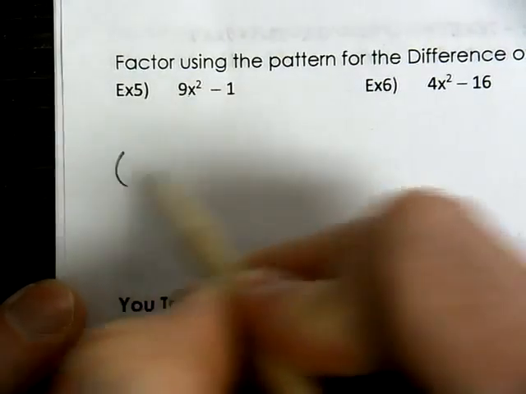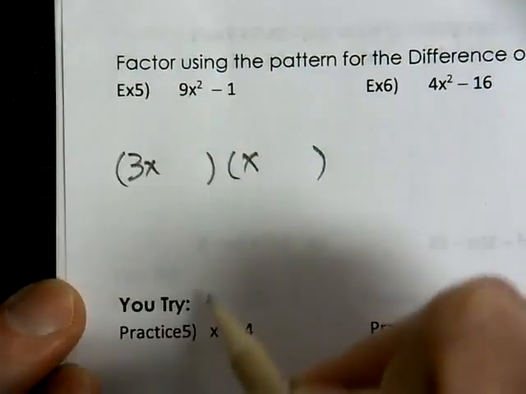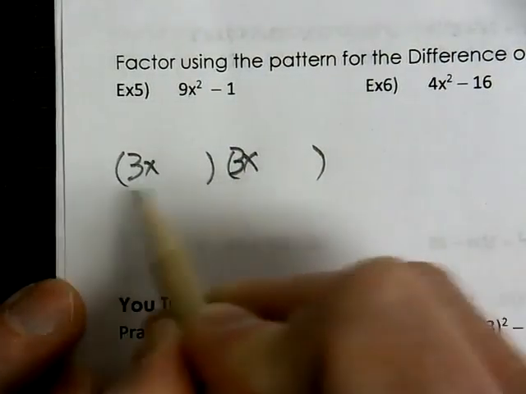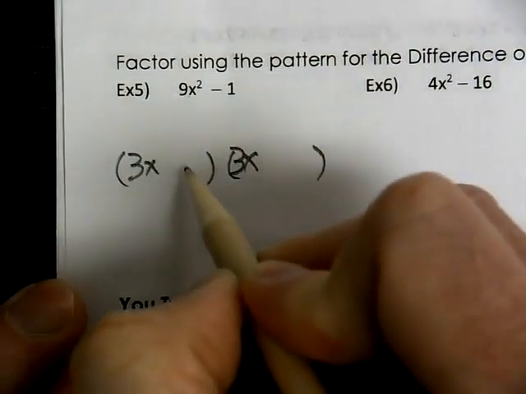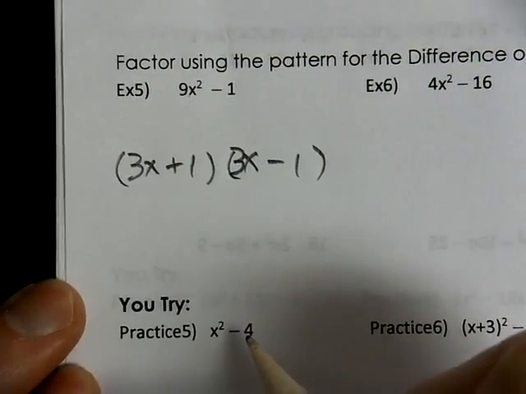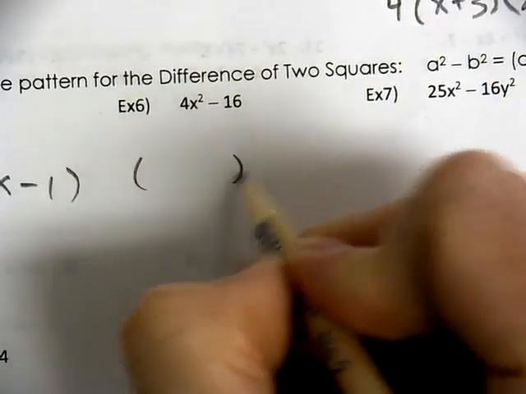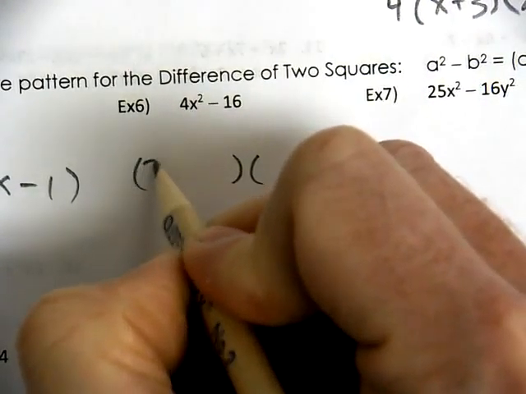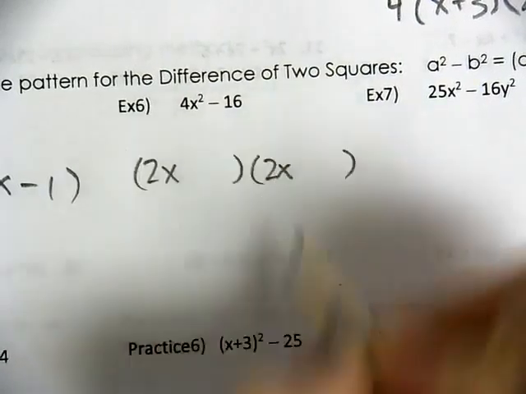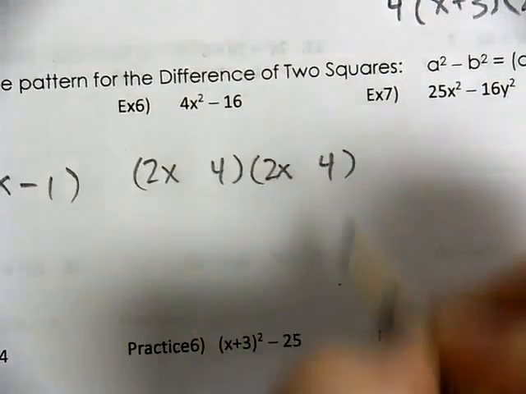So you take the square root. The square root of 9 is 3. They have to be exactly the same. The square root of 1 is 1, plus and minus. Square root of 4 is 2. Square root of 16 is 4.